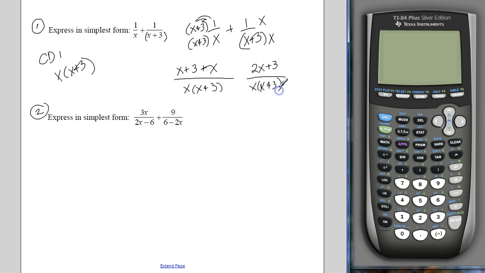Now at this stage, I would try to simplify, and that would be factor, cancel, clean up. Now nothing cancels, even if I factor it, nothing's going to cancel. So I am done. This is simplest form.